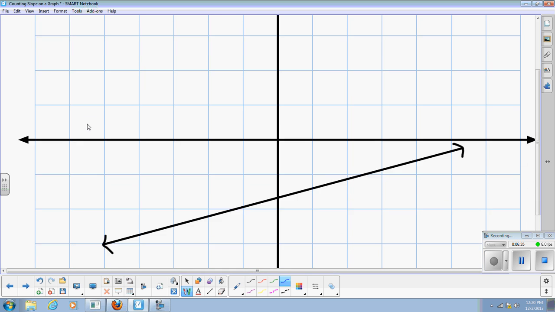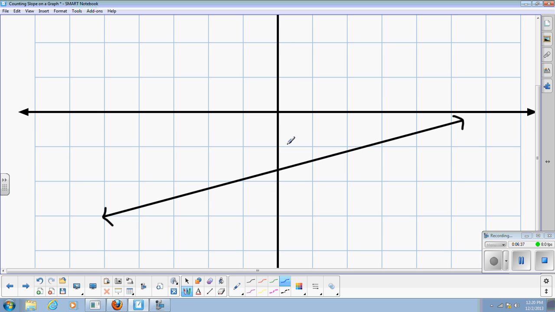Here's a third line. Now on this line, as we look at it, if we look at the black line and we look at the y-axis for our starting point, this one does not cross on a nice intersection. It should be crossing here to be on an intersection, or it should be crossing here. But it doesn't. It crosses in a space. That's not a bad thing. It just means we have to count, or we have to start in a different place.